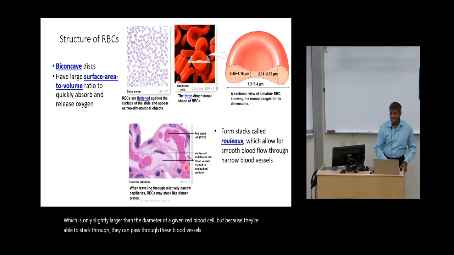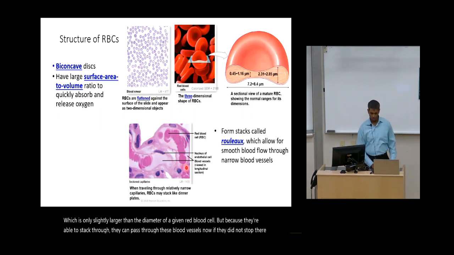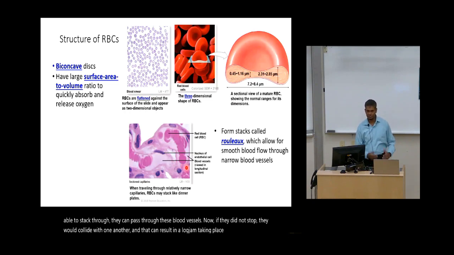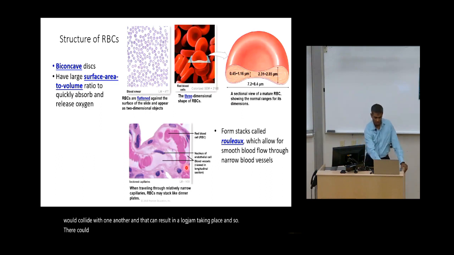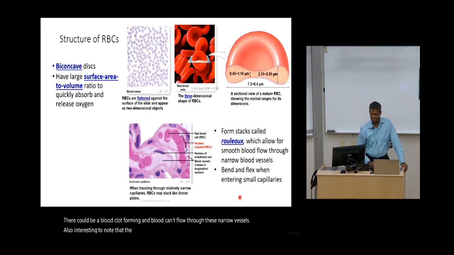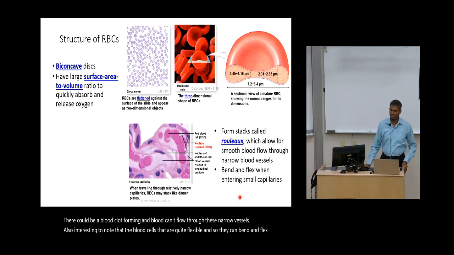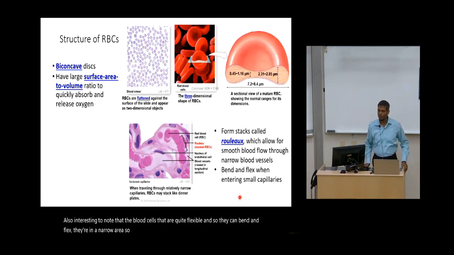Now if they did not stack, they would collide with one another, and that can result in a log jam taking place, and so there could be a blood clot forming, and blood can't flow through these narrow vessels. Also interesting to note is that the red blood cells are quite flexible, and so they can bend and flex when they are in a narrow area, so that blood flow can happen without any problems.